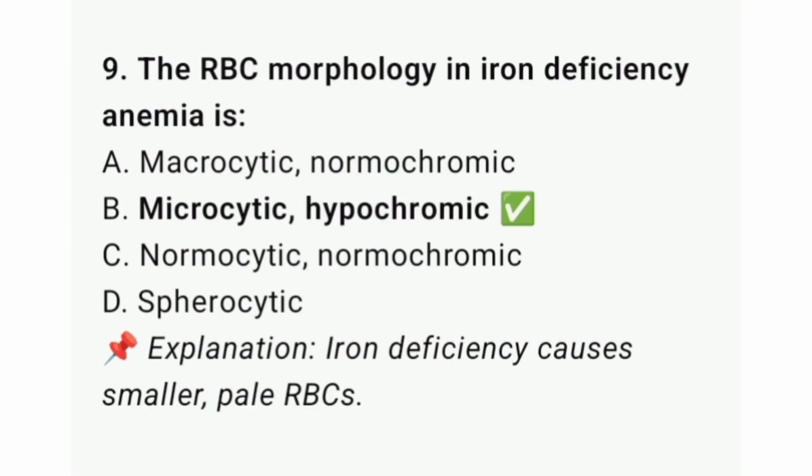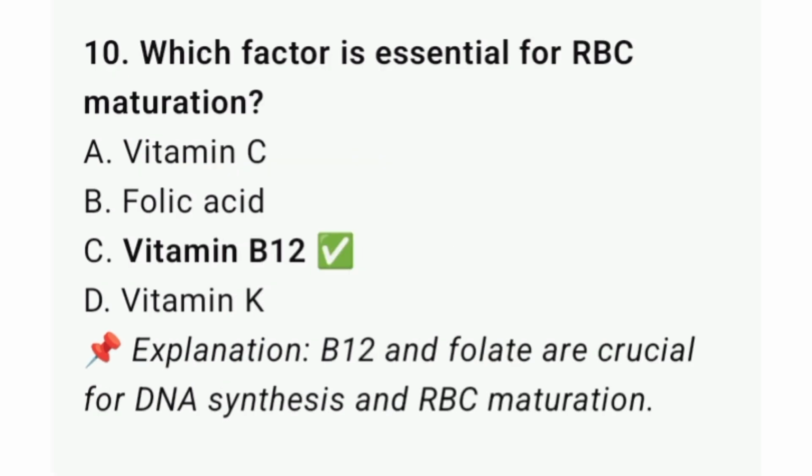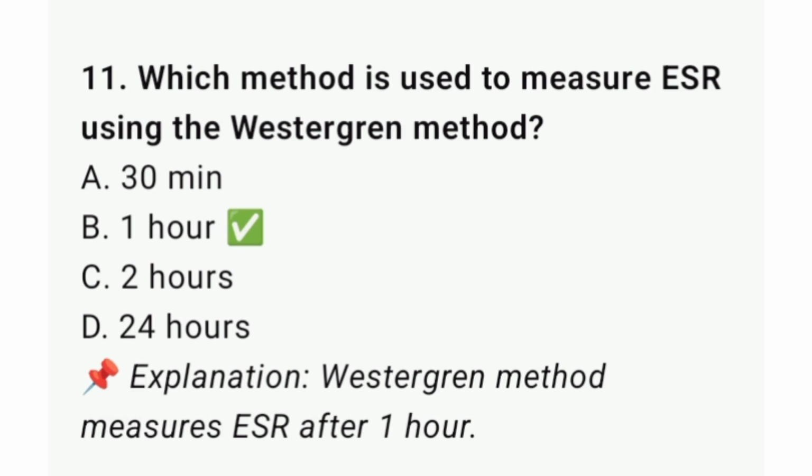The RBC morphology in iron deficiency anemia is microcytic and hypochromic. Which factor is essential for RBC maturation? Vitamin B12. Which method is used to measure ESR using the Westergren method?